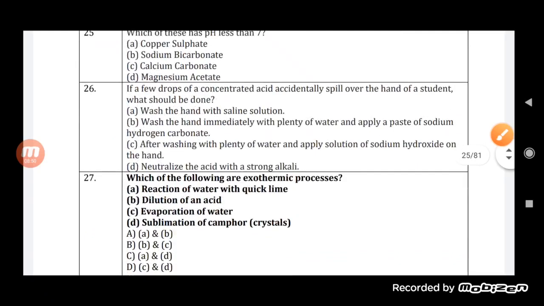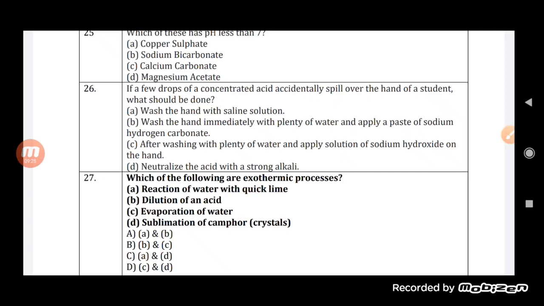Now see here, question number 26. If a few drops of a concentrated acid accidentally spill over the hand of a student, what should be done? First one, wash the hand with saline solution. No. Wash the hand immediately with plenty of water and apply a paste of sodium hydrogen carbonate. Yes, this is the correct option, students.